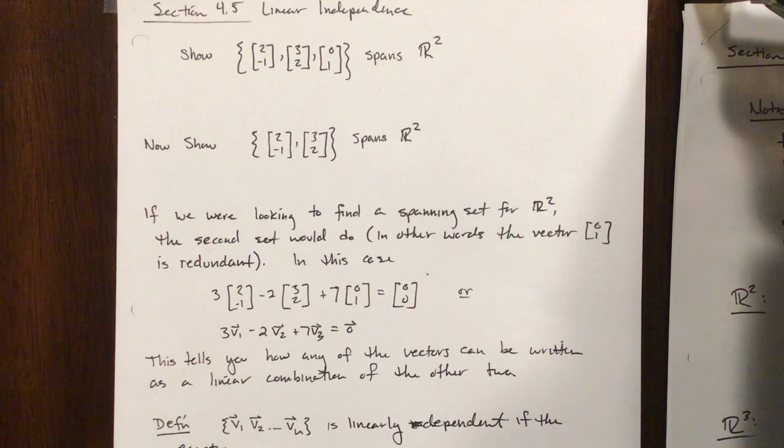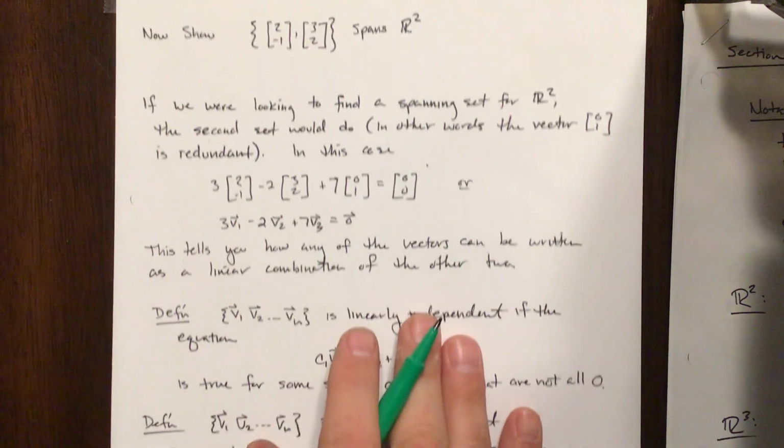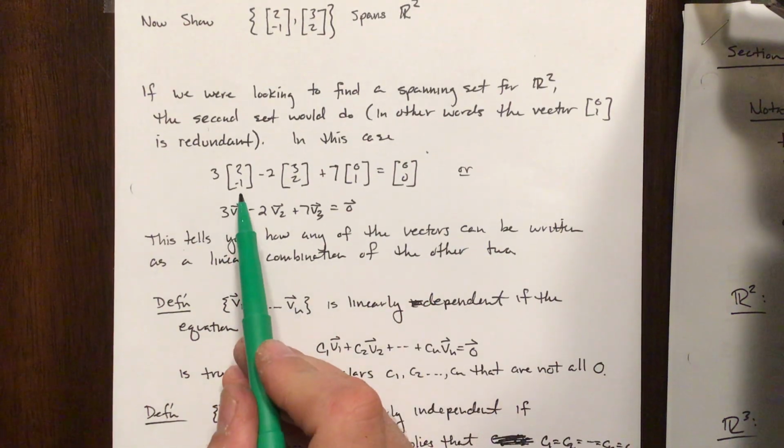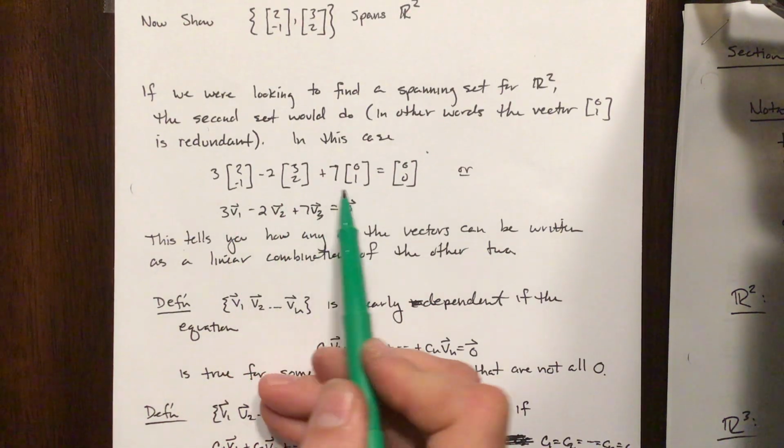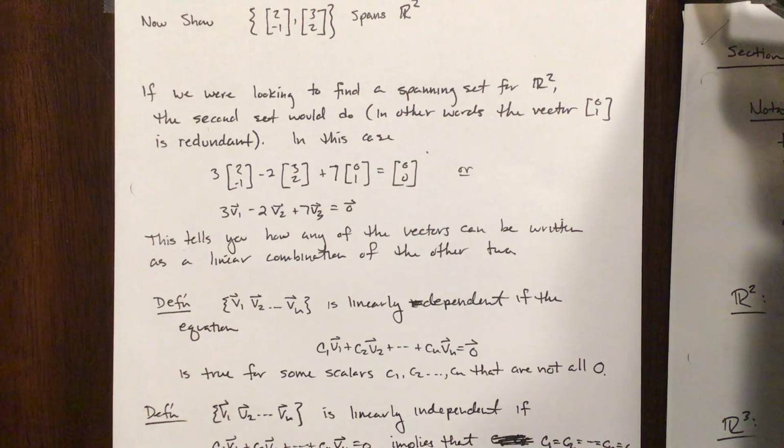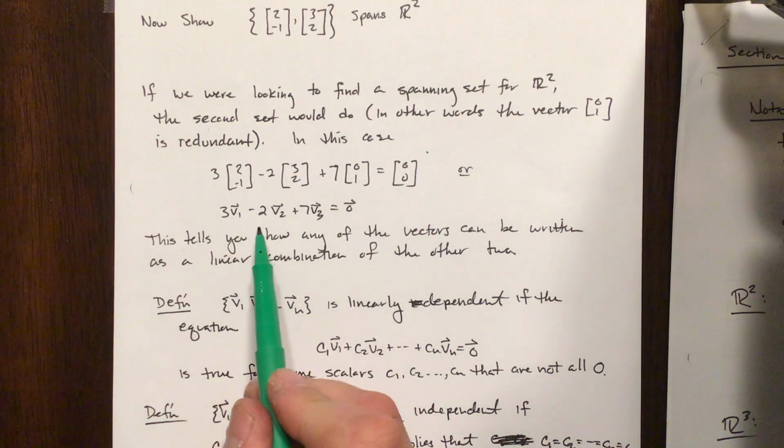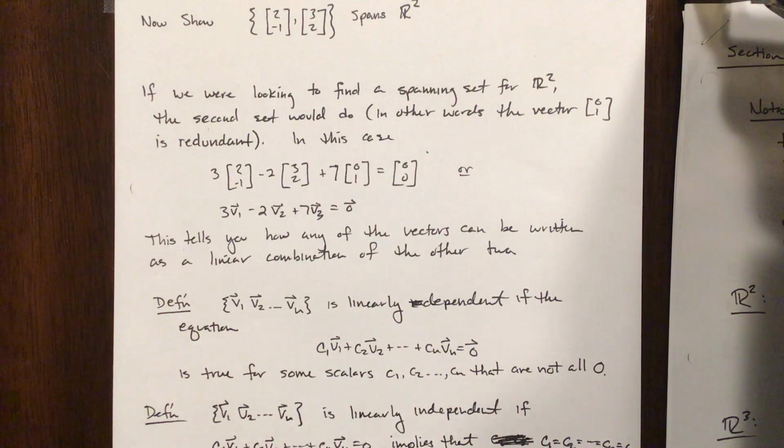So if we're looking to find a spanning set for R2, the second set works. In other words, (0, 1) is redundant. It doesn't help us span R2. You can see by the equation listed that 3 times the first vector minus 2 times the second vector plus 7 times the third vector equals 0. So you can write that as 3v1 minus 2v2 plus 7v3 is 0.